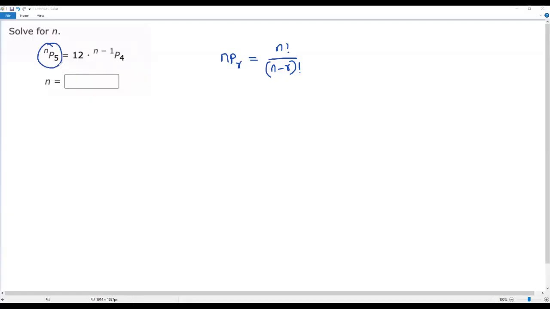When I consider the first permutation over here, r is 5. In the second one, r is 4. In both the cases, r is given as a numerical value. Since r is given as a numerical value, we don't have to use this formula. We can use a shortcut to get the answer quickly.